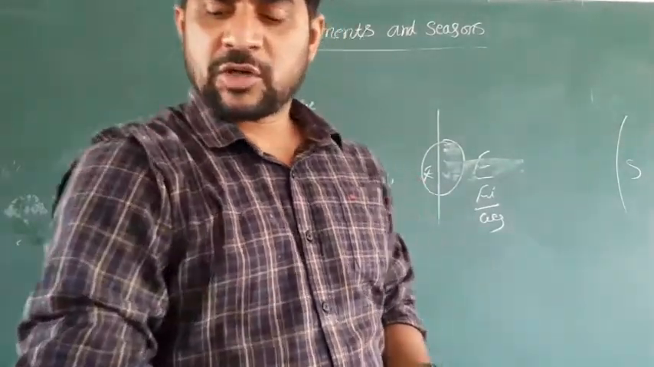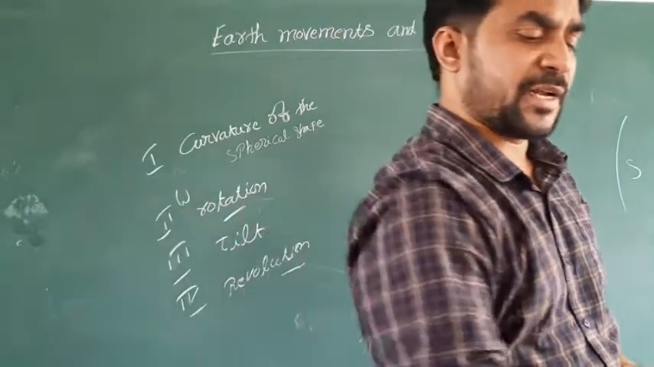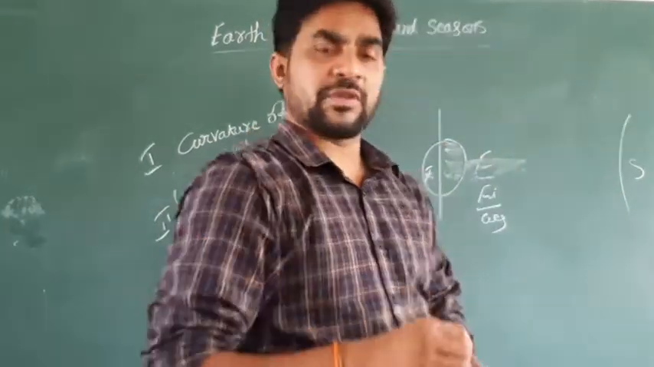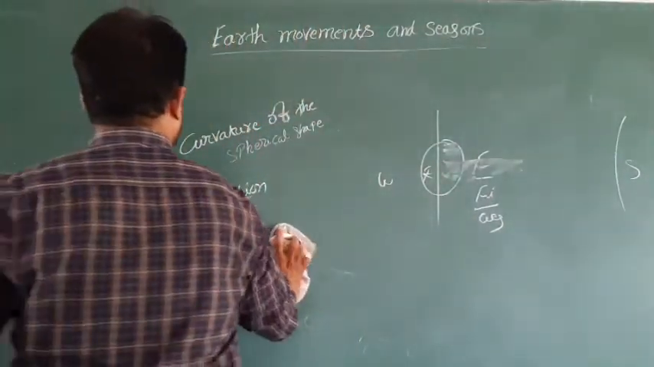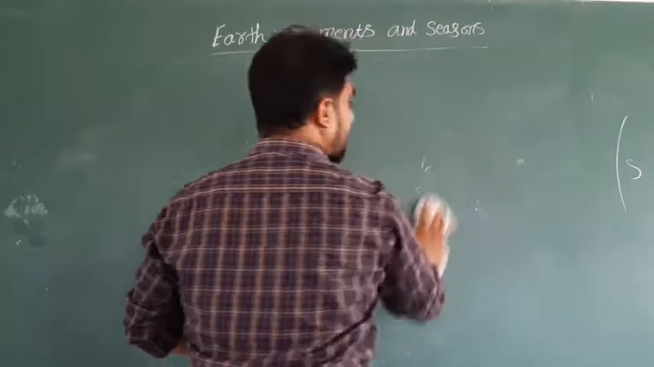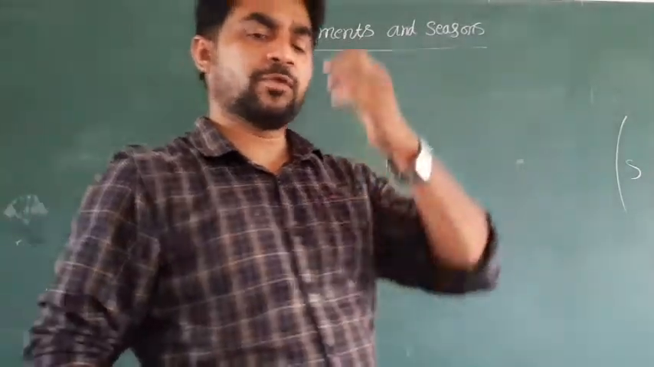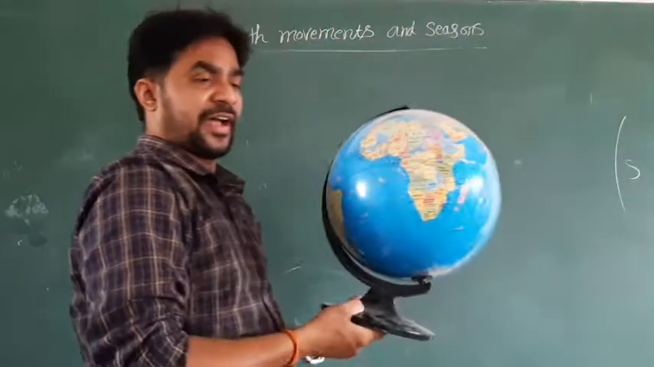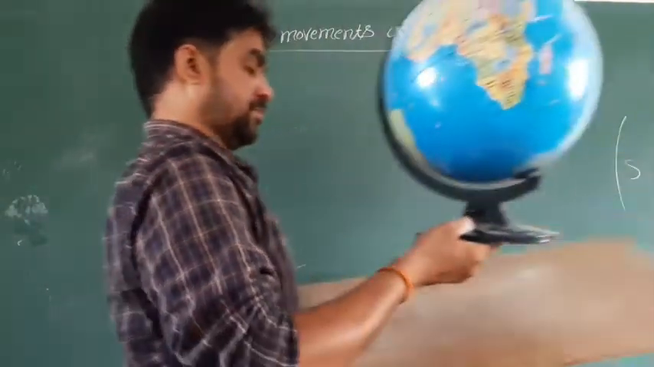Clear or not? So do you understand what is meant by earth rotation and how it occurs? Now come to the next one, earth revolution. But before starting earth revolution, one more point is called earth tilt. It is also one of the factors for why the seasons occur.